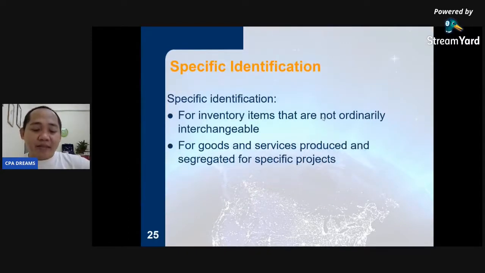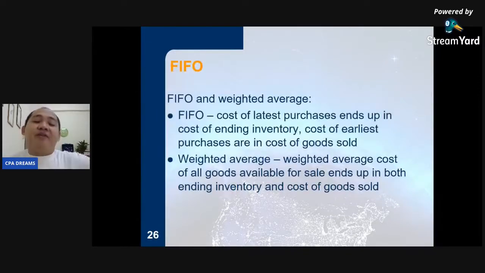A specific identification. Ito yung you need to determine simply by multiplying yung units on hand by their actual unit cost. So, applicable to a specific project, and, of course, hindi siya interchangeable. Not ordinarily interchangeable. So, ito is ginagamit sa mga project. Project costing, for goods and services produced and segregated for a specific projects. Now, so, first in, first out, and weighted average.